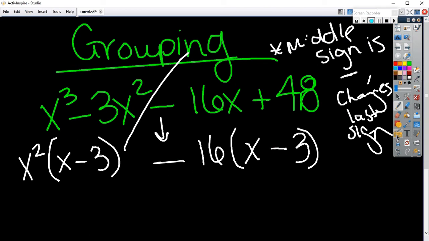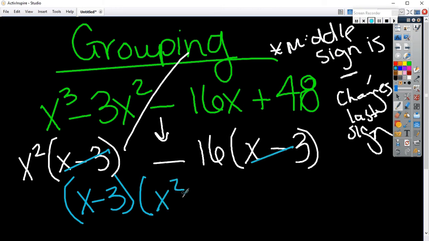Now think about how you take a GCF out. When you take a GCF out, you take it out of both of them, right? And then you write what's left. So what if I let x minus 3 be my GCF? Take that out of both of them and write what's left. That's factor by grouping.